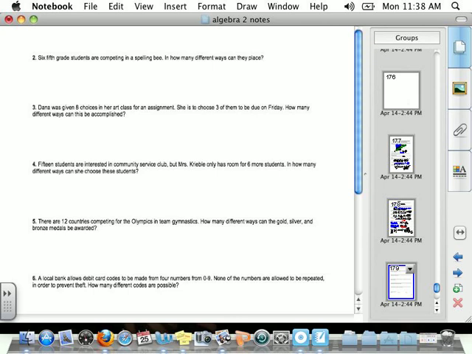Okay, 6 fifth grade students are competing in a spelling bee. How many different ways can they place? Yeah, we're going to have ribbons for all of them. So 6 fifth grade students are competing in a spelling bee. Does it matter what order they get? Yeah, it matters. No participant ribbons. Okay, so order matters. I'd be mad if I got first and they gave me the 6th place ribbon.